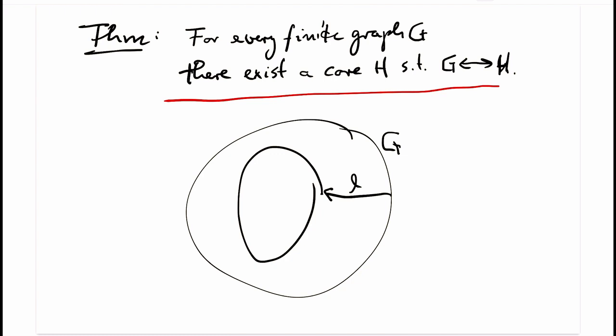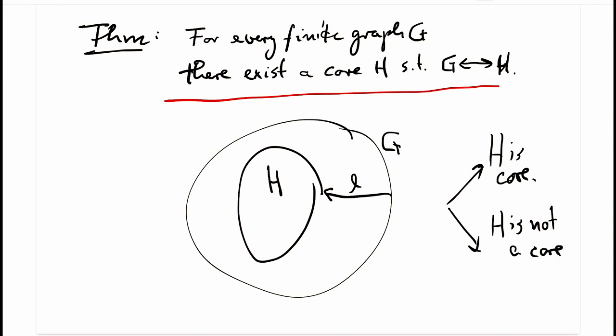Then we look at a new subgraph, induced by the image of E. Let's call it H. There are two cases. H is a core, in which case we're done. H is what we want. If H is not a core, well, it again means we have a non-injective endomorphism. So we repeat the game. We again find an endomorphism E prime with a smaller range, and we continue.